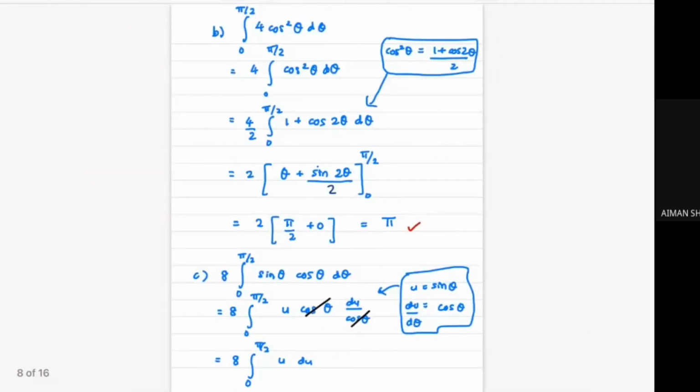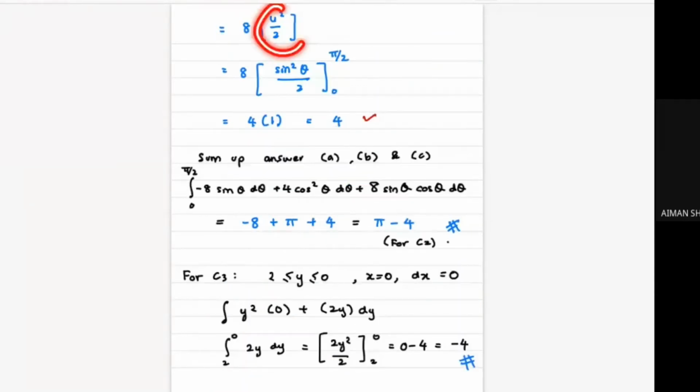And now let's do C. For C, you can do the integration by substitution. So u is equal to sine theta, du d theta is equal to cos theta. Substitute all this. Then you get 8 u du. Integrate u, get u squared over 2. Substitute back the value of u: sine squared theta over 2.